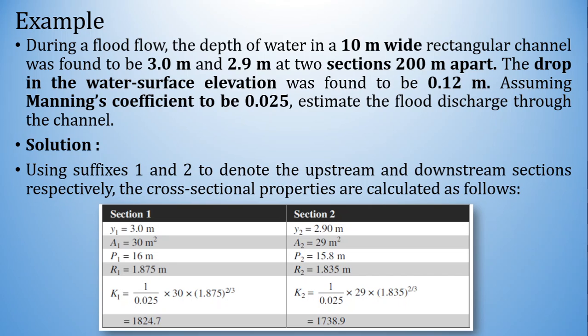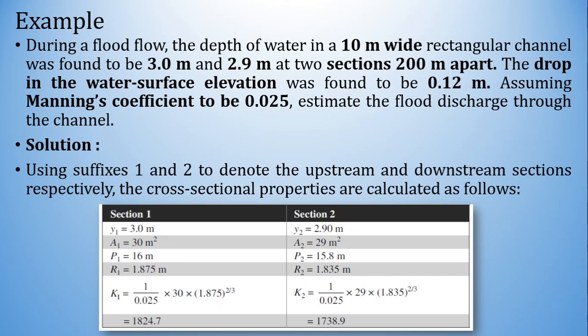During a flood flow, the depth of water in a 10-meter wide rectangular channel was found to be 3 meter and 2.9 meter at two sections 200 meter apart. The drop in water surface elevation was found to be 0.12 meter. Assuming the Manning's coefficient to be 0.025, estimate the flood discharge through the channel. So let us understand the problem first of all. During a flood flow, the depth of water in a 10-meter wide rectangular channel.